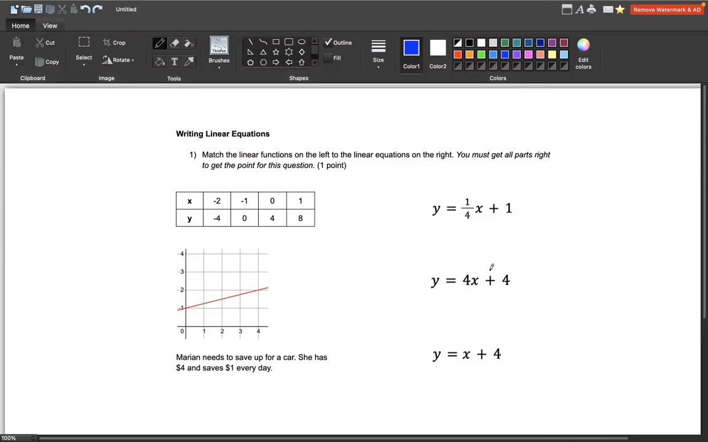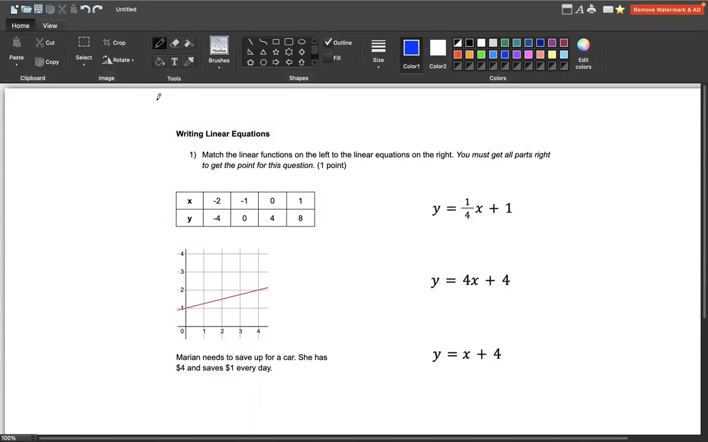All right, for this first question, if you got this one wrong, I'm going to take a little bit of time to go through this because it probably means you got quite a few of them wrong because you weren't sure what to think about. So, first of all, you're matching the functions on the left, that's these three functions, to the equations on the right, that's these three equations. So you're just drawing lines between them, but you've got to figure out which one's which. And you have to get all three parts right to get this point.